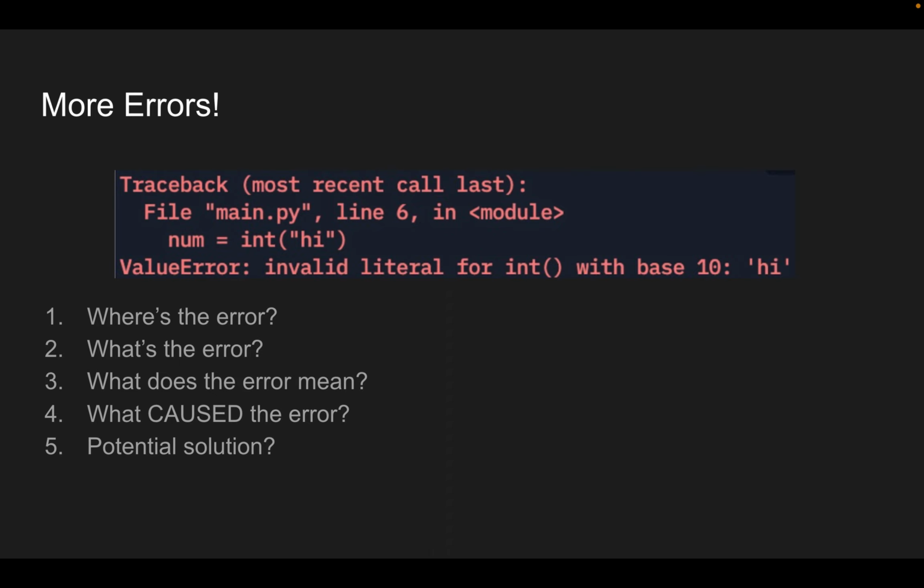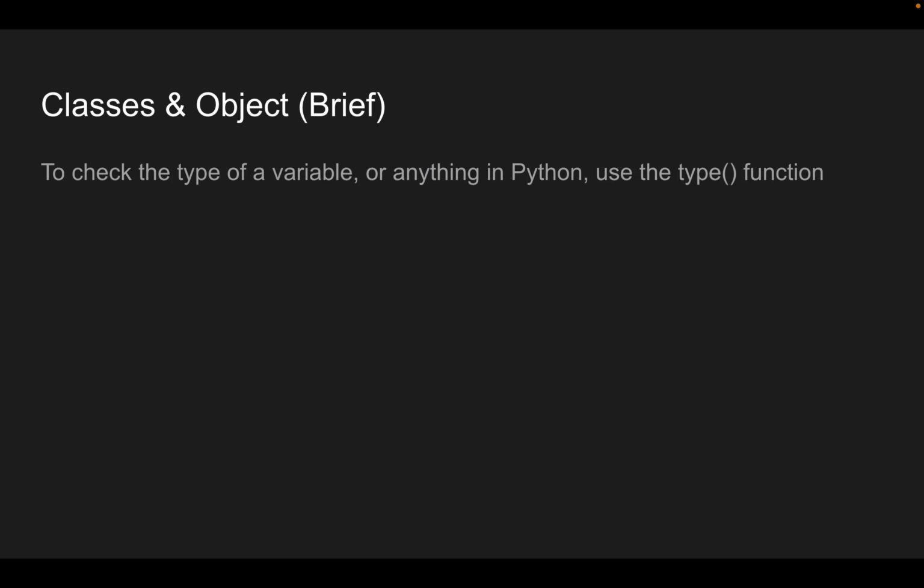Base 10 just means a decimal system. Can't do that, so it's basically telling me it's invalid. Notice how this time it's called ValueError. It's kind of interesting, there are 20-something different errors. We're not going to get to that in intro to Python, but maybe in an intermediate or advanced Python tutorial, if I ever make one, we'll get in depth on what these errors are.